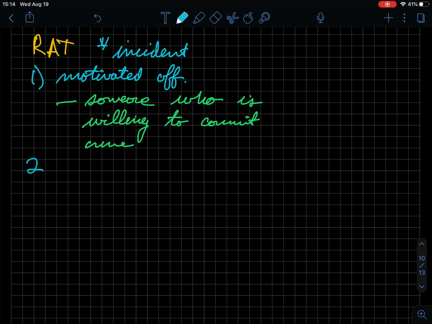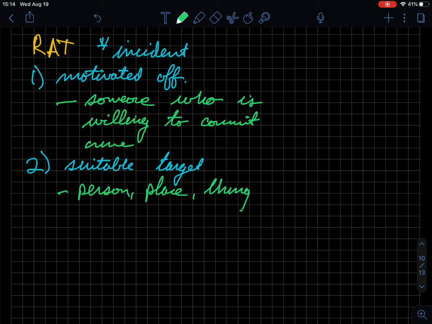So item 2 is a suitable target. And this doesn't necessarily have to be a thing, right? This could be a person, it could be a place, it could be a thing that you covet, or something like that. And then for 3, right, there is a lack of capable guardianship.